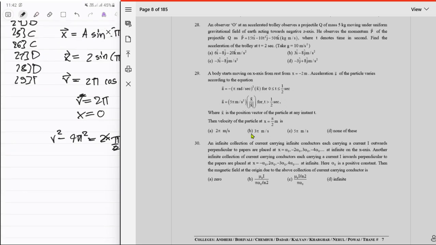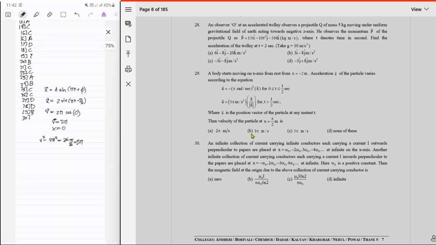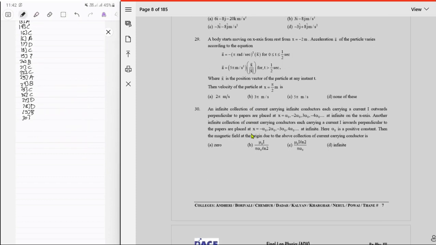Next question, 30. There is an infinite collection of current carrying infinite conductors, each carrying a current of I outward perpendicular to the paper, placed at x equal to alpha, negative 2 alpha, 3 alpha, and so on. Current I outwards perpendicular to the paper, on the x-axis.